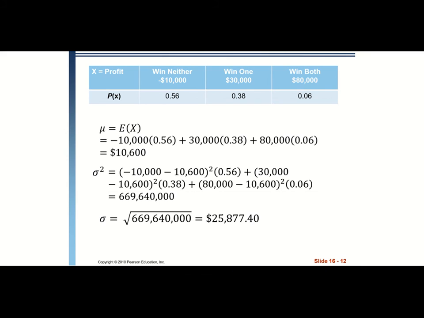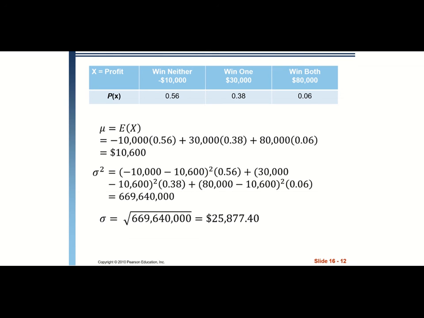So for the expected value, you should have gotten $10,600. That's the mean profit that the owner should expect to make on this racehorse. Again, that's not a possible value. The only possible values for this racehorse are losing $10,000, making $30,000, and making $80,000. So only if he were to do this over and over and over again many times, it would average out to making $10,600 in the long run.